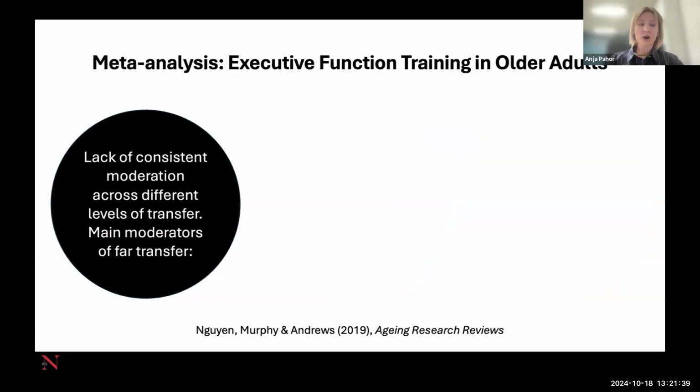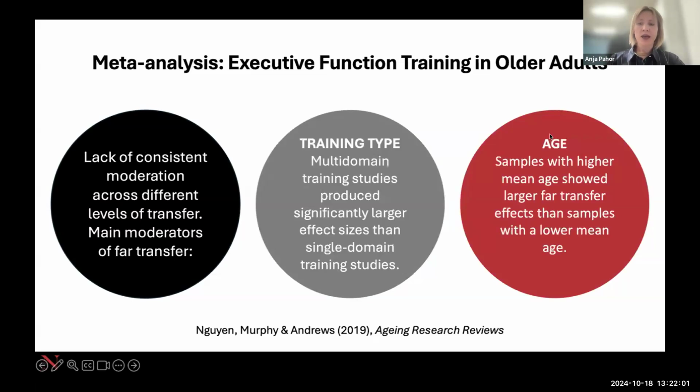And they also looked at a number of different moderators across different levels of transfer, so separately for near and far transfer and for different domains of transfer. While there was no consistent pattern of moderation across these different levels of transfer, for far transfer specifically, two main moderators emerged, and these are training type and age. So multi-domain training studies seem to produce larger effect sizes than single-domain training studies. And multi-domain training studies in this case involve both multi-cognitive studies and studies involving video games. As for age, it was shown that samples with, on average, higher mean age showed larger effect sizes than those with somewhat younger older participants.